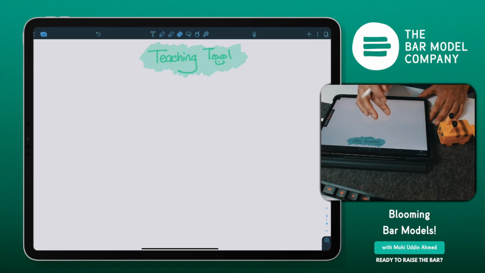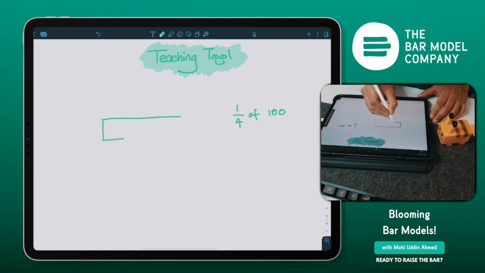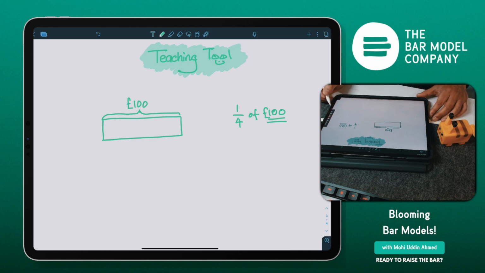So let's say we have a question like find a quarter of an amount. So let's say something simple, a quarter of 100. Now, to show this, it's a simple case of drawing a bar representing the whole. What's the whole, class? The whole is 100, right? So this is our whole amount, whatever it might be, in this question our whole amount is 100. And so all of this is 100. It could be 100 pounds, it could be 100 coins, it could be whatever it could be, okay? So we've got 100 here.